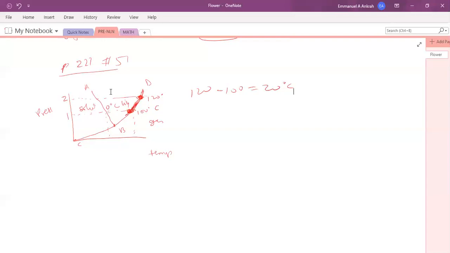Right. Let's see another problem. All right, look at page 233, number 19 and 20.